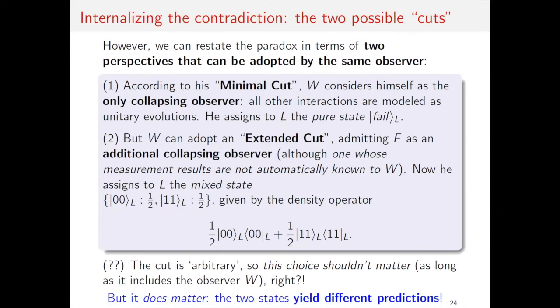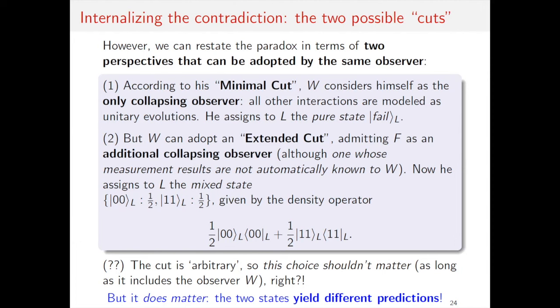Now, we can restate the paradox in von Neumann's terms, in terms of this cut. Remember, the cut is arbitrary. So me, the observer, I can choose to do the cut in one way or in a different way. I could be the only observer, or I can include other parts of the system. I can extend my cut to include others as joint observers, observers like me.